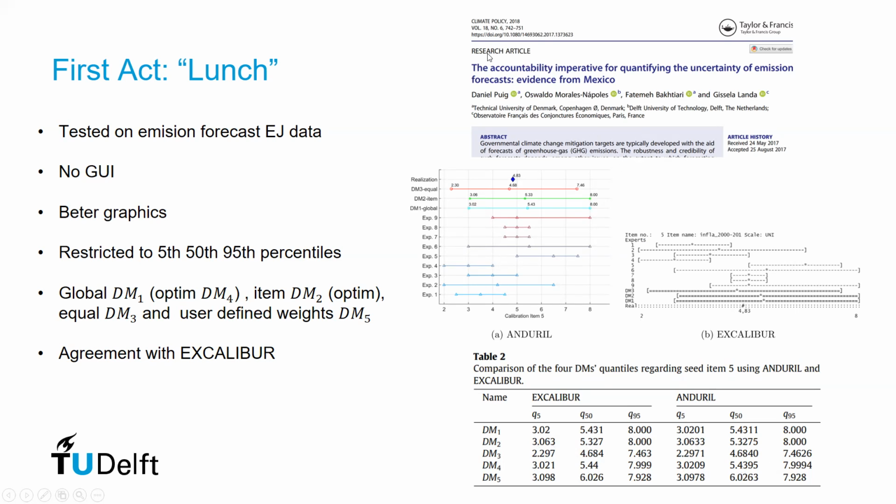And we tested this first tool in one of our studies for gross domestic product in Mexico. This study for gross domestic product in Mexico was later used to quantify uncertainty on CO2 and in general greenhouse gas emissions for Mexico. This was done in collaboration with Daniel Puch and other colleagues from Denmark and France.